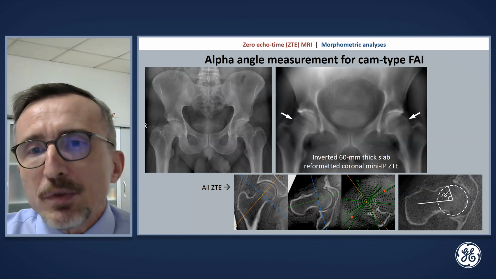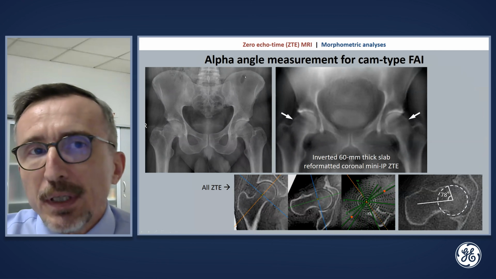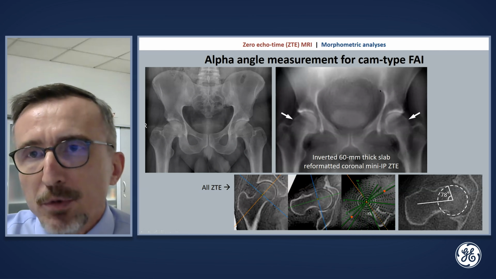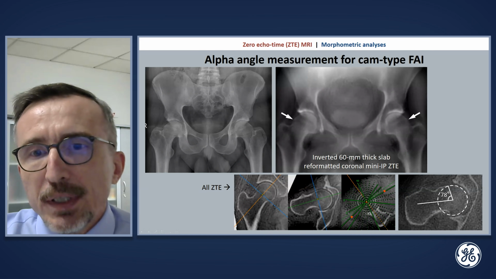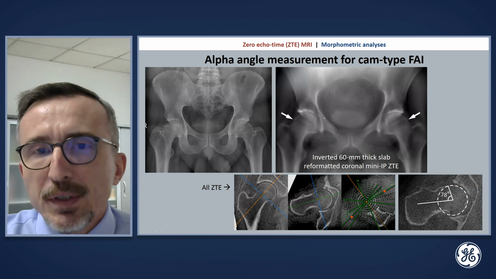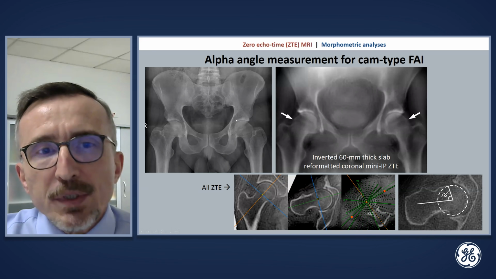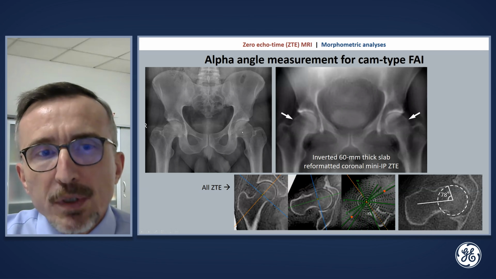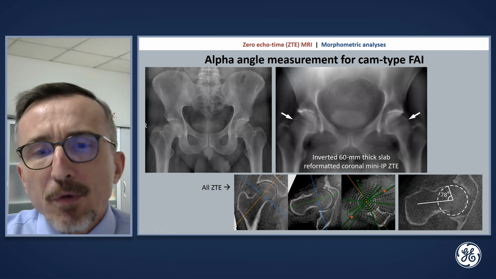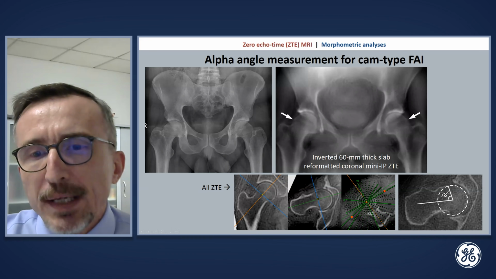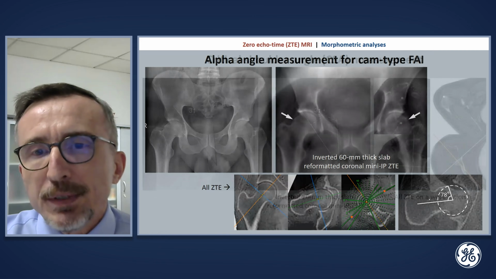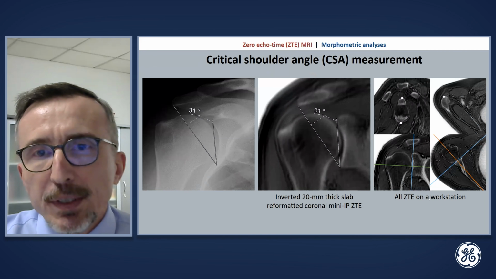One of the things that we use it for is, for example, alpha angle measurement for cam-type femoroacetabular impingement. You're seeing here an inverted thick slab reformatted coronal minimum intensity projection ZTE image, which is quite similar to this radiograph here, the anterior-posterior pelvic radiograph. And from a workstation, we are able to select the exact location where we would like to measure the radial reformat that you see here to measure the alpha angle. These were all ZTE images.